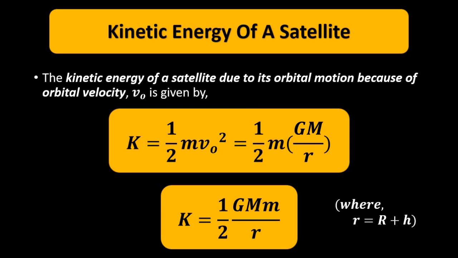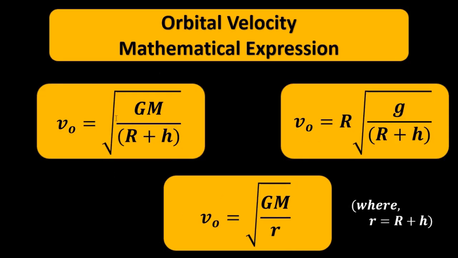The orbital velocity, we have derived the expression of orbital velocity in the orbital velocity video. So the orbital velocity is equal to root over of capital G capital M by capital R plus small h, where capital G is the universal gravitational constant, capital M is the mass of Earth, capital R is the radius of the Earth, and small h is the height of the satellite above the surface of the Earth. So here we can write it in terms of small r.